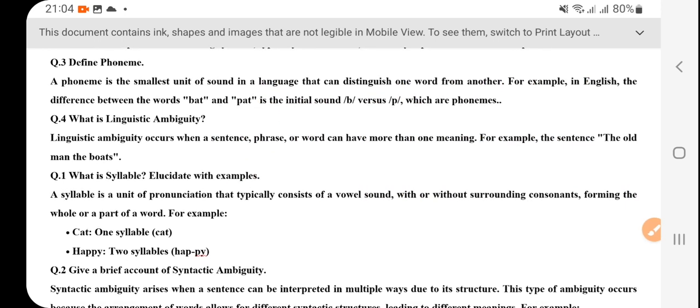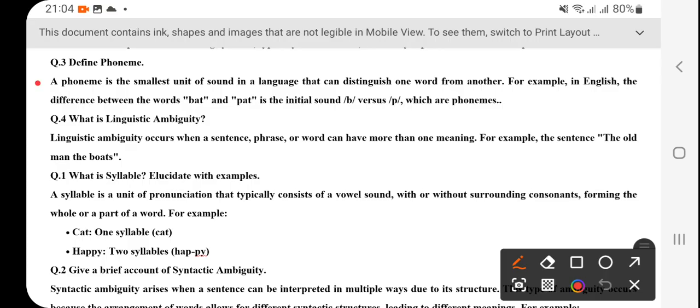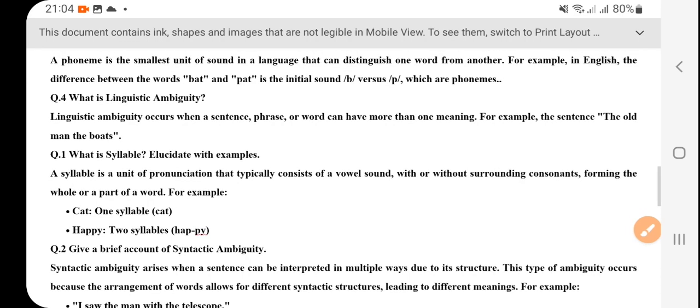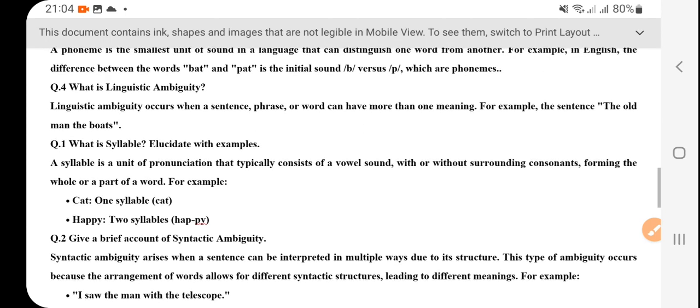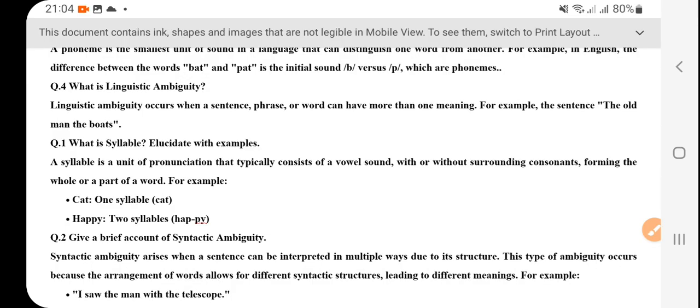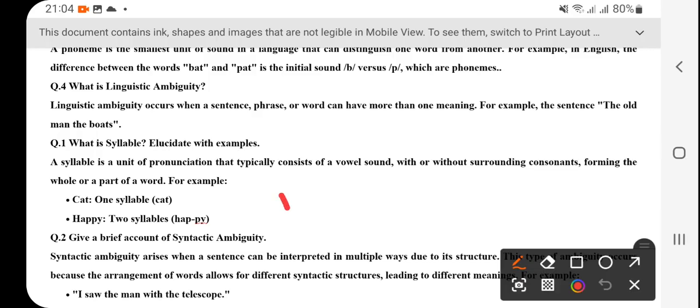Now the next question is phoneme. What is a phoneme? A phoneme is the smallest unit of sound in a language, right? The smallest unit of sound in a language that can distinguish one word from another. For example, in English, the difference between the words bet and pet is the initial sound B and P, which are phonemes, right? These all are phonemes.